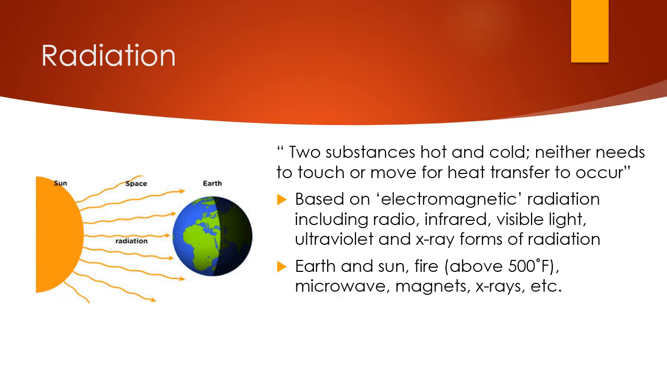Radiation is the last form, and this is two substances in which neither touch or move for heat transfer to occur. So I used a fire in the original example. The example here would be the sun warming the earth. The sun is not touching the earth, yet we can feel its warmth. If the sun rays were touching the earth, we'd all be done for. So this is a form of radiation. We can feel the warmth, the heat transfer without any actual contact.